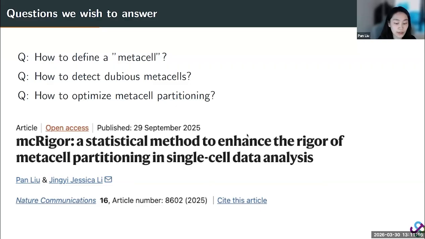Second is how to find dubious metacells generated by existing methods that do not follow the appropriate definition. And third, we want to answer how do we optimize metacell partitioning for a given dataset. And just in short, our method is designed as a way to help with existing metacell methods to gain better metacell partitioning results, but it is not a completely new algorithm to build metacells from scratch. So it is more like an add-on concept to make existing methods more rigorous.